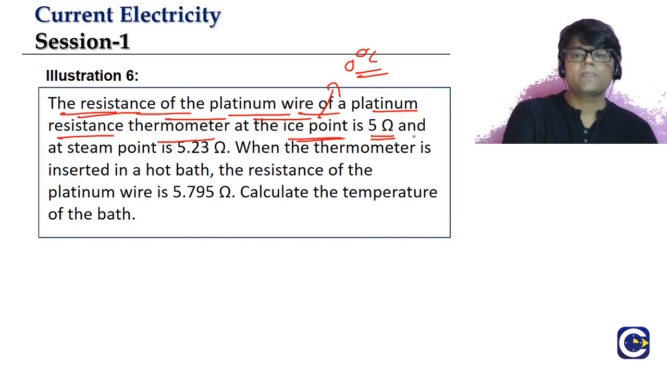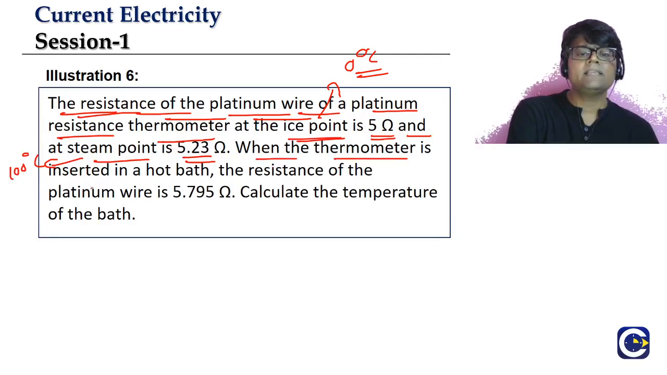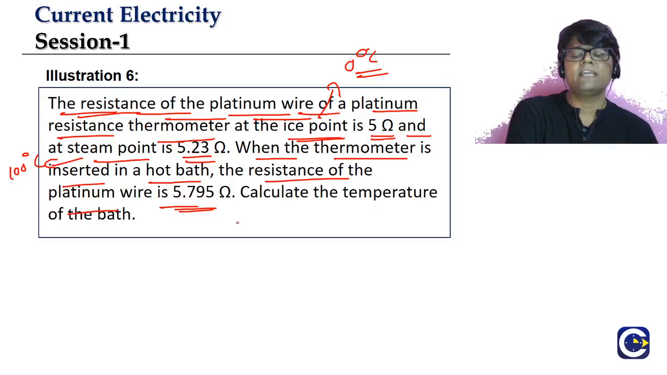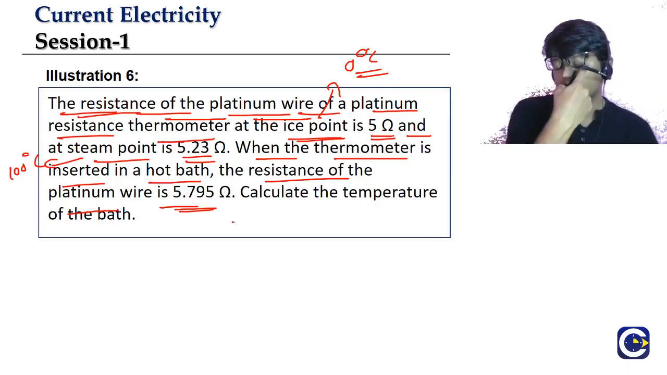5 ohms. And at steam point, which is 100 degree centigrade, what is the resistance value? 5.23 ohms. When the thermometer is inserted into a hot bath, the resistance of the platinum wire is coming as 5.795 ohms. When it is inserted into a hot bath, the resistance is coming as what guys?